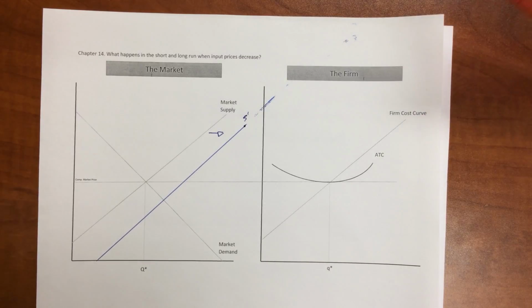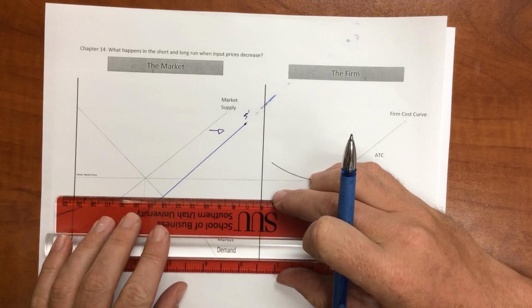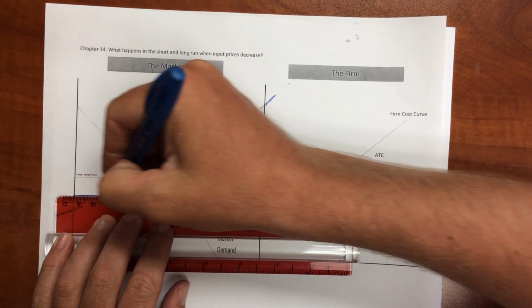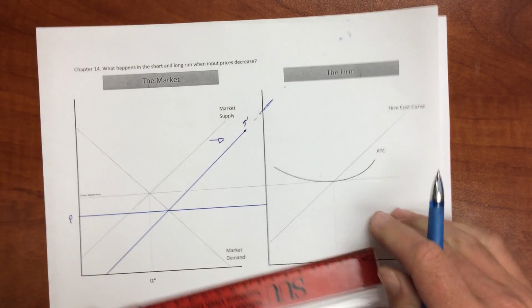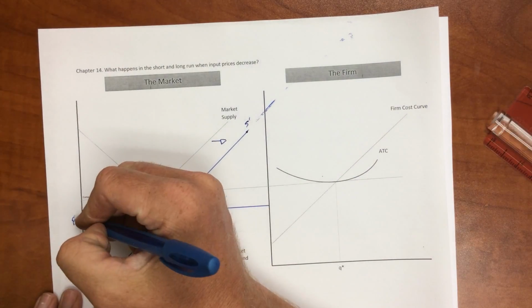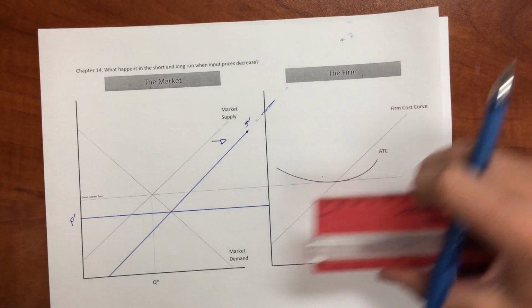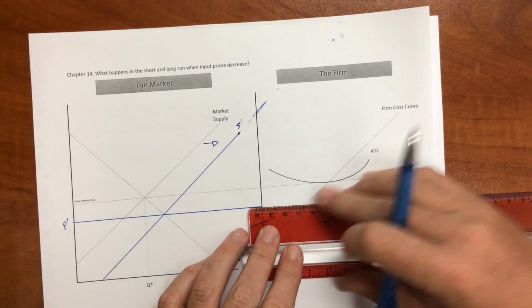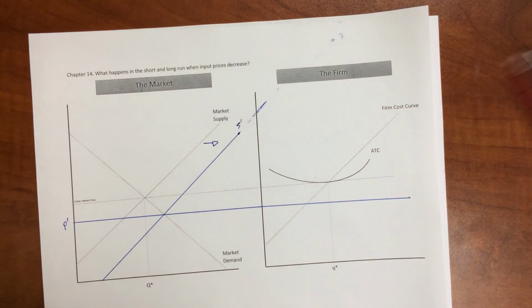Well, we learned that a shift out in the supply curve causes prices to go down and quantities to go up. So I'm going to draw our new price. There's the new price that the firm faces. We'll call it P prime. And so that price is what happens in the market. Therefore, the firm is going to see that exact price translate over to what they're doing. And here's where the firm sees that price.